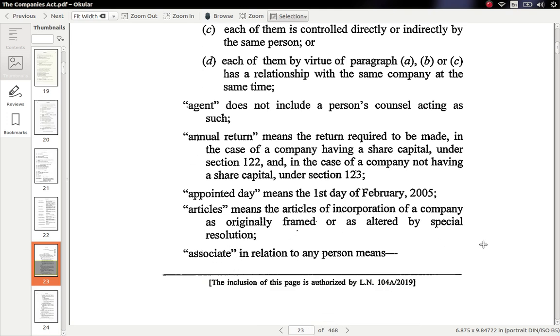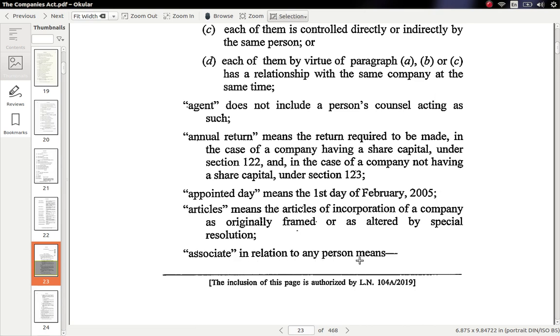And the resolution, special resolution. Yes, that's a decision. Be it resolved that at this meeting we want to change the name of the company. We have special resolution. All right.